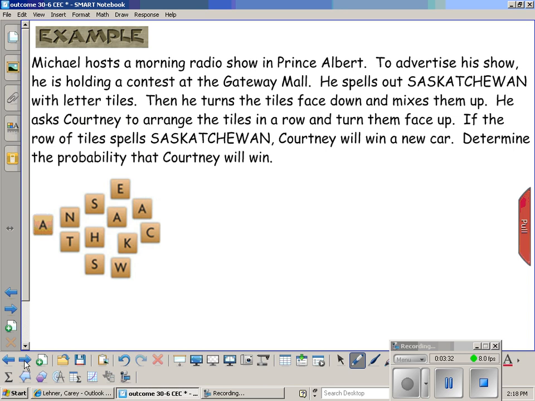There are 12 letters in the word Saskatchewan. What repeats? Well, S repeats twice. A repeats 3 times. So we have to consider those repetitions. So there are 39,916,800 different ways that those 12 tiles can be ordered.